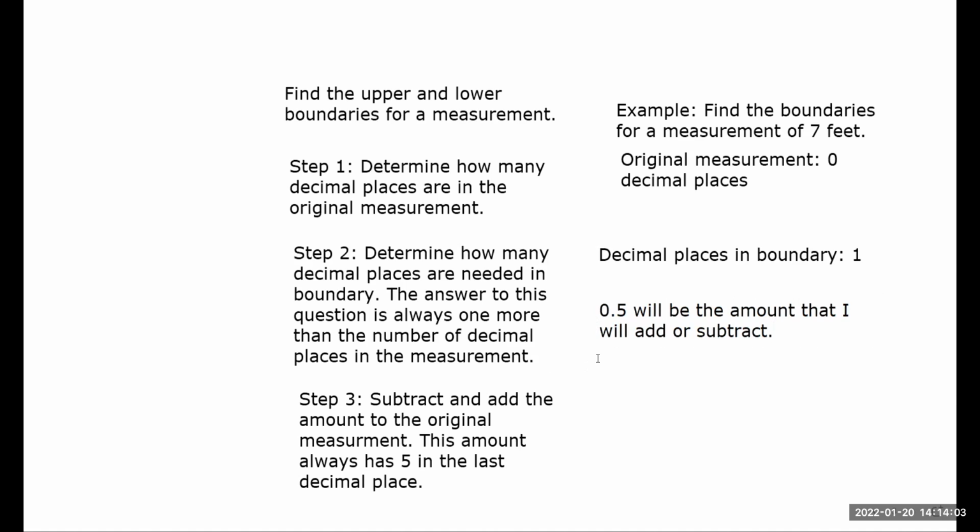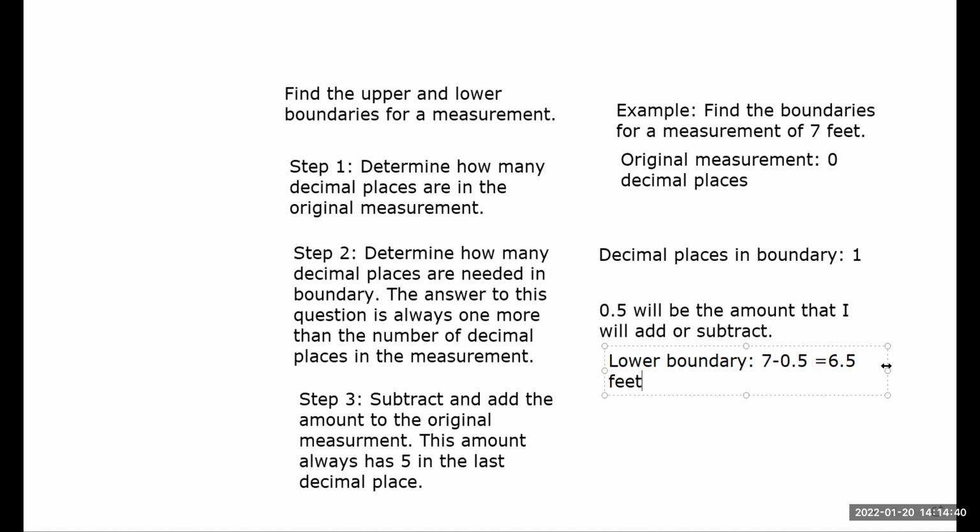Okay. So now we're going to say that your lower boundary will be 7 minus 0.5. If you need a calculator to do this calculation, by all means use it. 7 minus 0.5. This is 7.0 minus 0.5. This is 6.5. And don't forget your units. 6.5 feet. Feet because the original measurement was in feet.